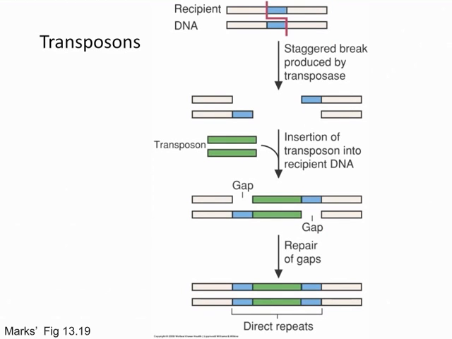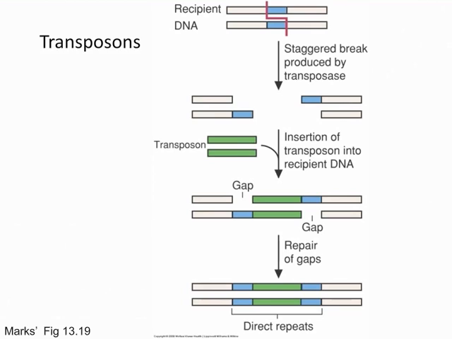So here are the steps involved in transposons. Transposons are known as jumping genes. They're segments of DNA that can move from their original position to a new location. And transposons do this by using an enzyme called a transposase, which will cleave that DNA strand.